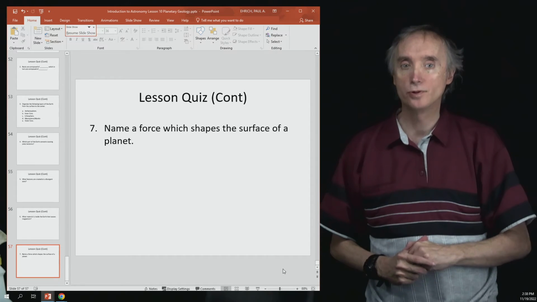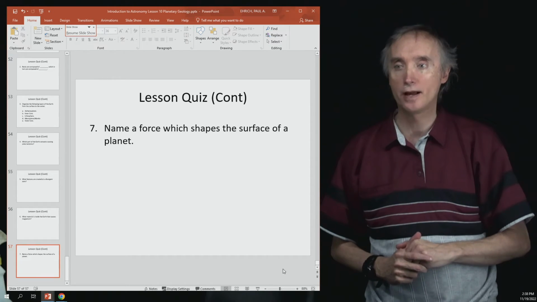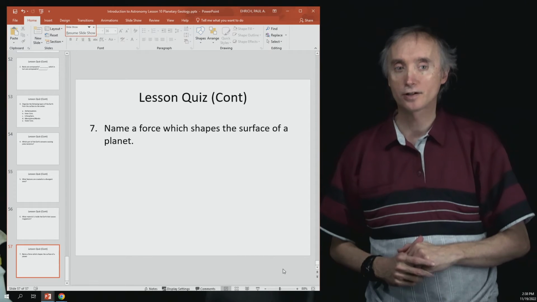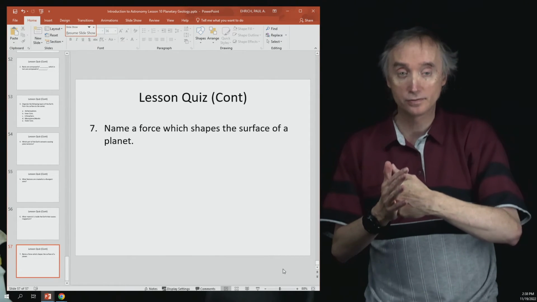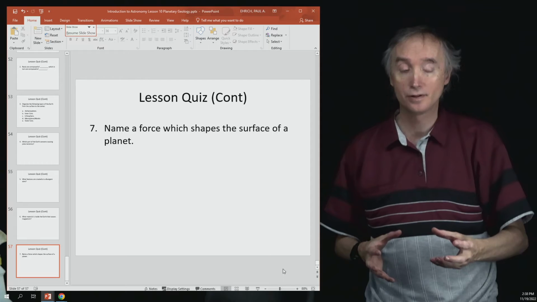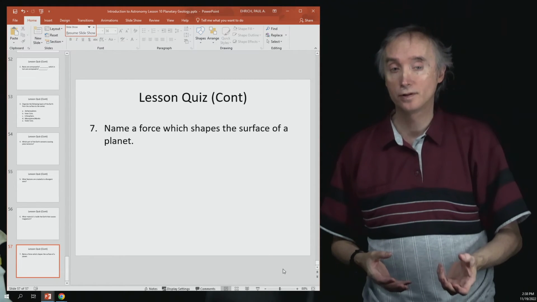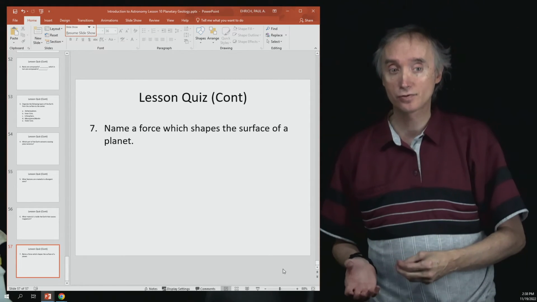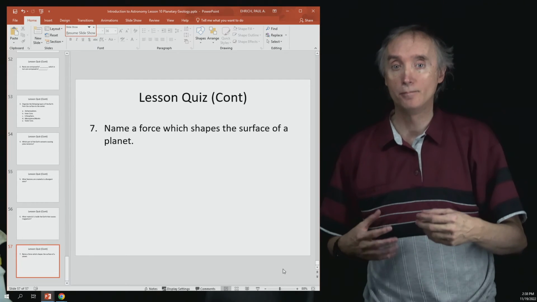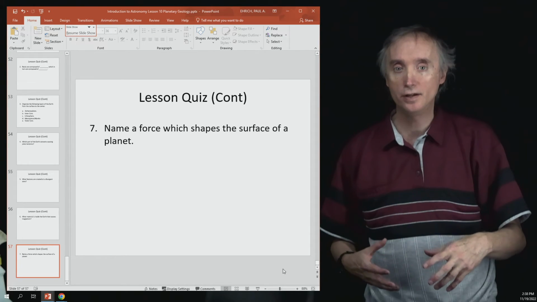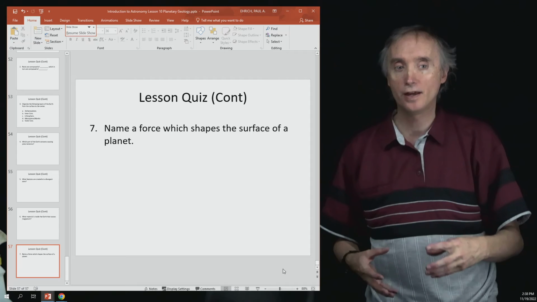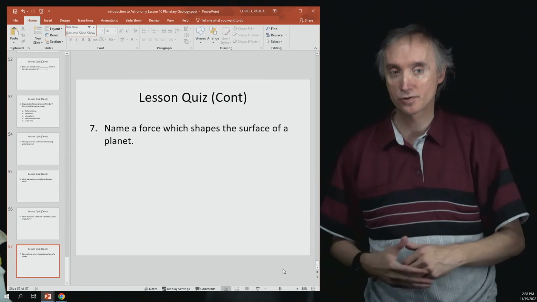Name a force which shapes the surface of a planet. So we talked about impacts, we talked about ice, we talked about winds, we talked about volcanoes, we talked about mountains. So all of these would be different things that are going to shape the surface of a planet.